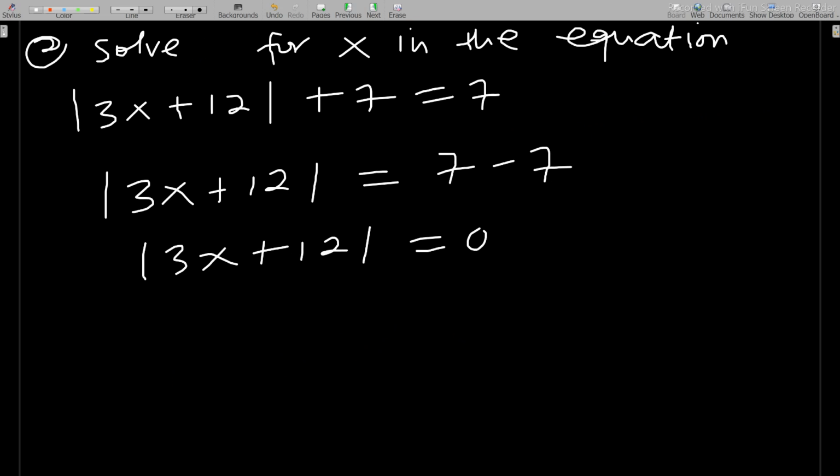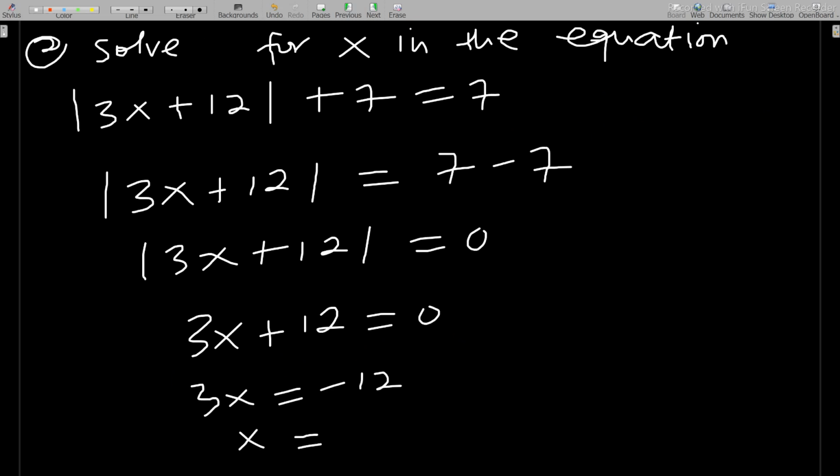Okay, now with this, since it is equal to 0, it has only one unique solution, and the way of solving is just remove the absolute value symbol and just solve your equation linearly. So what you can do here is 3x equals negative 12, divide both sides by 3. I have x equals negative 4. That is the solution to this.